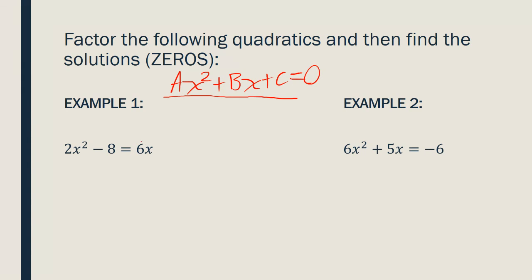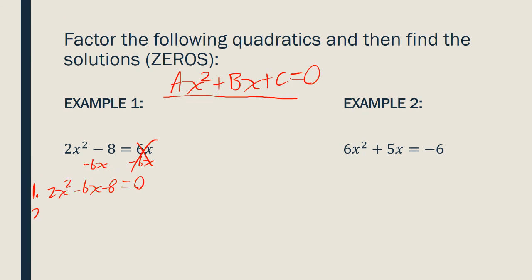So I'm going to go ahead. I want 0 on this side, so I'm going to subtract 6x on both sides. So I'll take this away. And I'll be left with 2x squared minus 6x minus 8 equals 0. So check. My quadratic is in standard form.